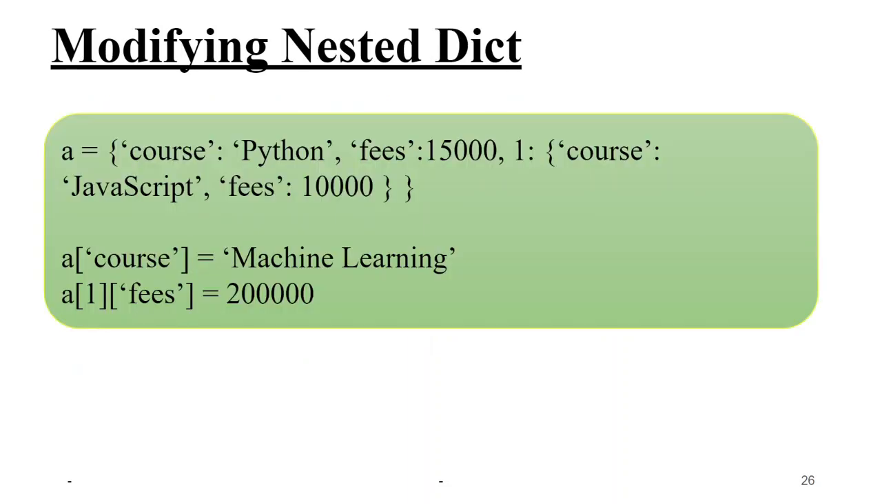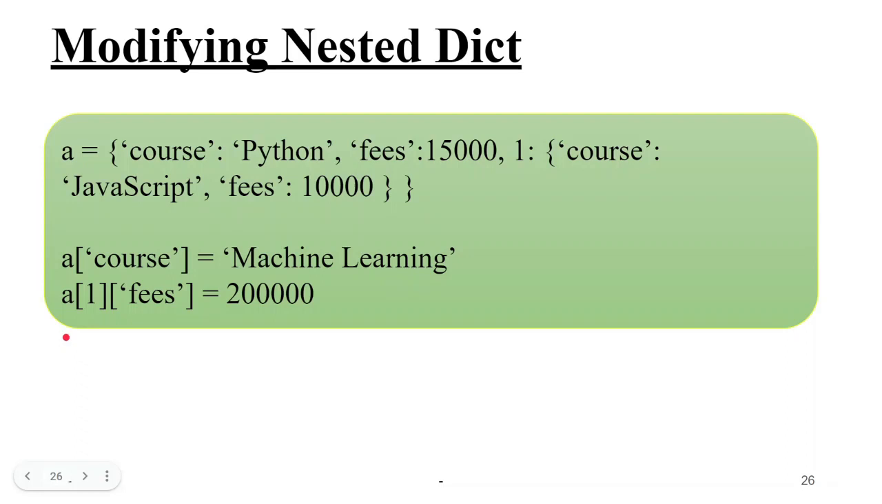We can also modify the nested dictionary, like a single dictionary. Here we can see an example. The value for the course key is modified to machine learning, and similarly, if you want to modify the value for the fees key, you can modify it by making use of the two square brackets.